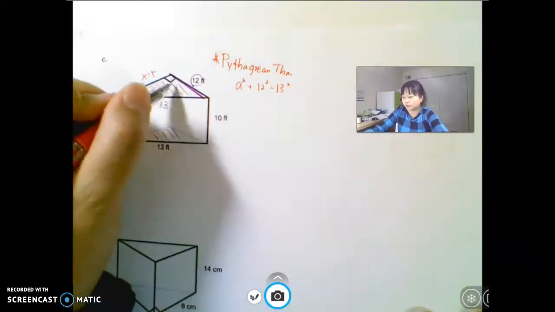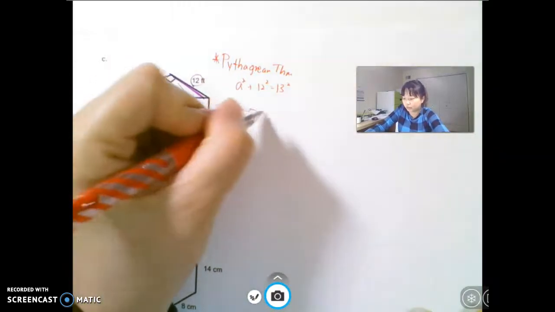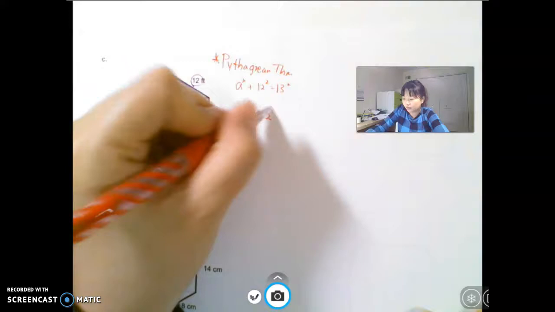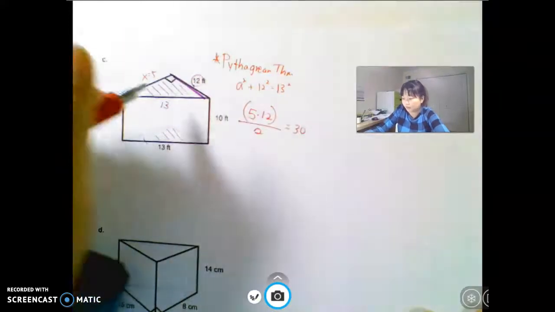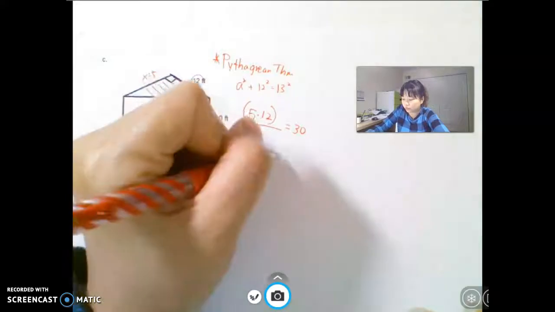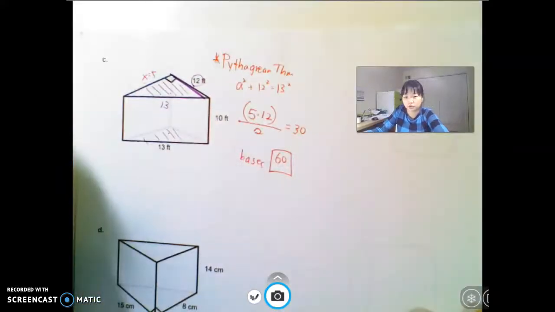So then you have 2 triangles, top and bottom, base times height. That'll be 5 times 12, then you divide it by 2 because it's a triangle, right? So that would be 30. But you have top and bottom. So that is 60 for the bases because there are 2 of them.